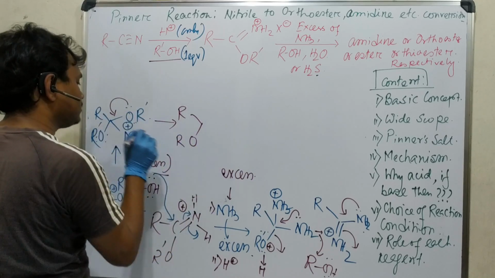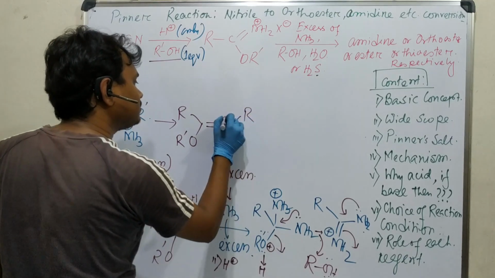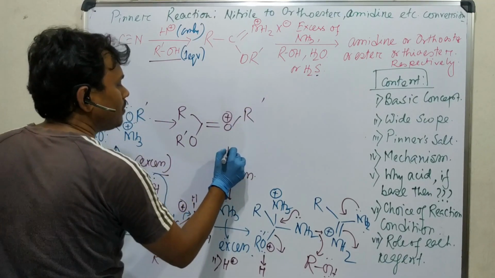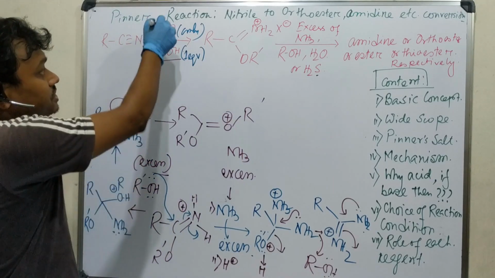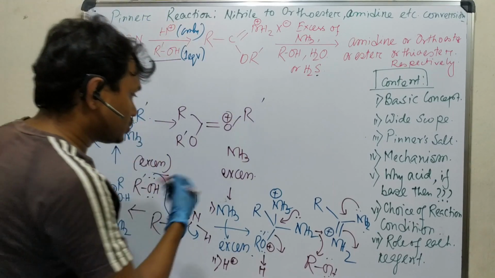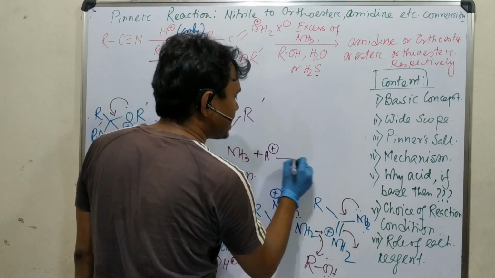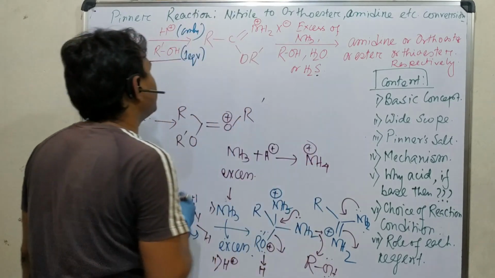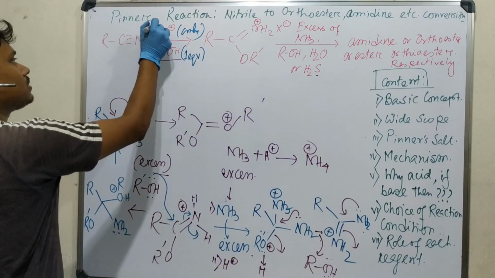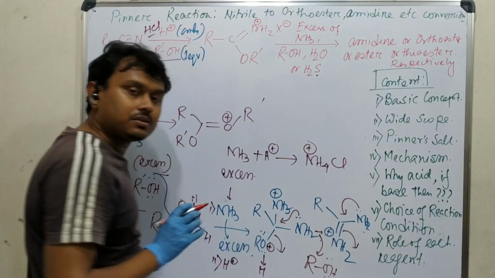This is R prime, this is O, R prime having a positive charge, plus this is ammonia. What will happen? The reaction medium is acidic. So this instantly released ammonia will instantly react with H plus to form ammonium, and if we take anhydrous HCl, it will be ammonium chloride. Generally HCl is taken.